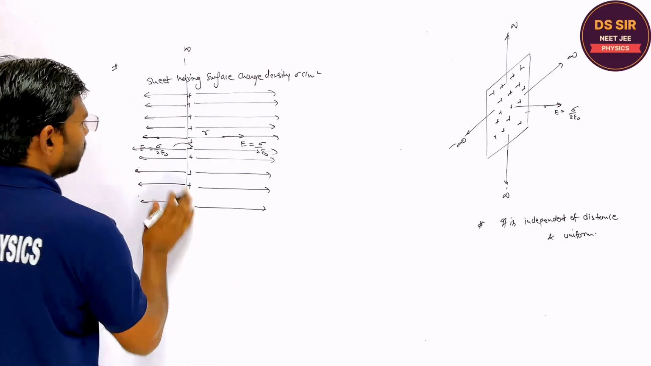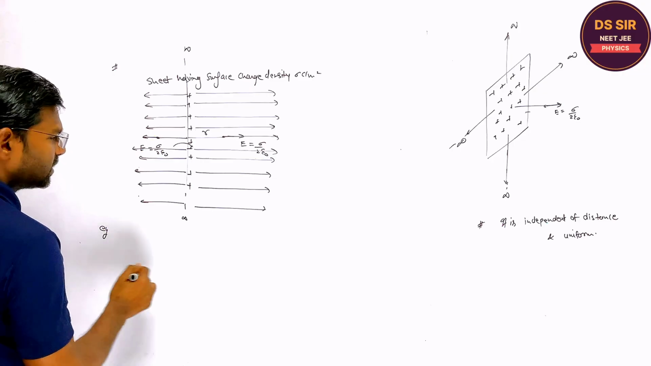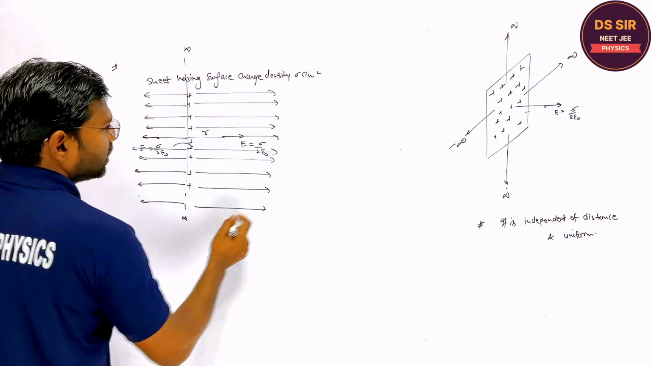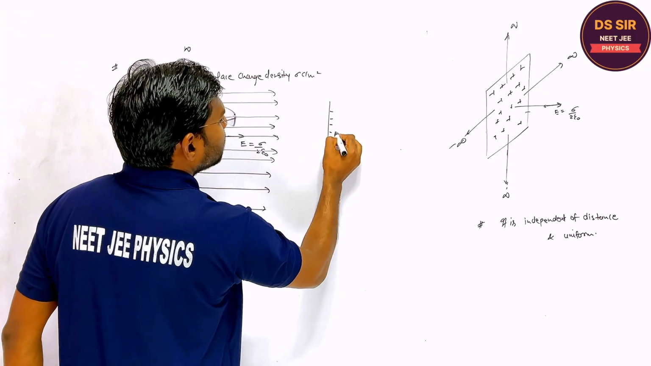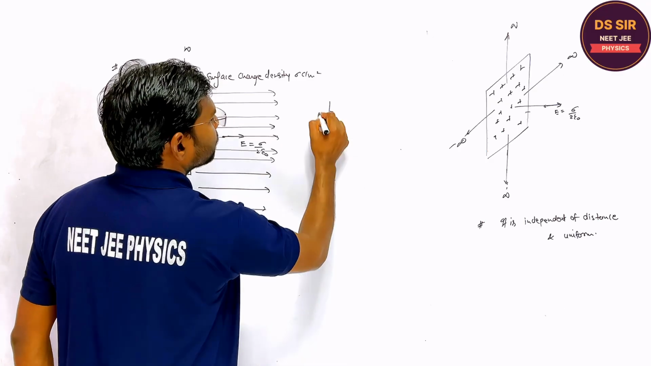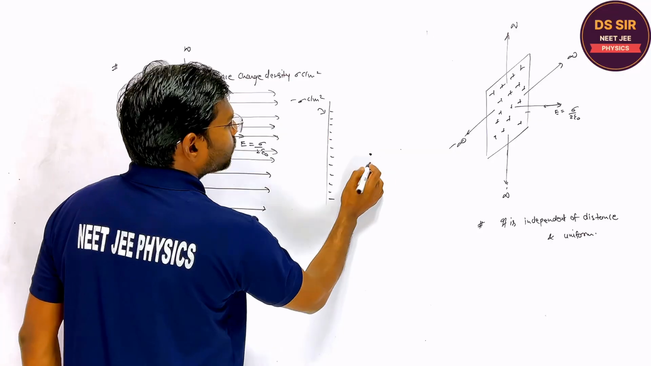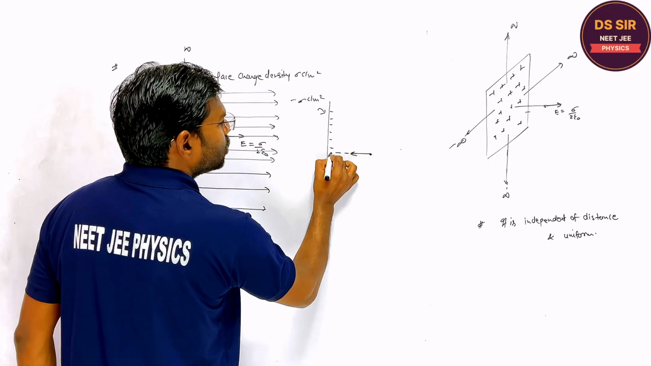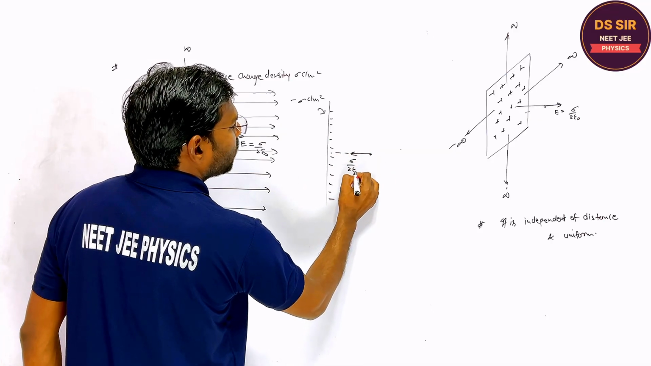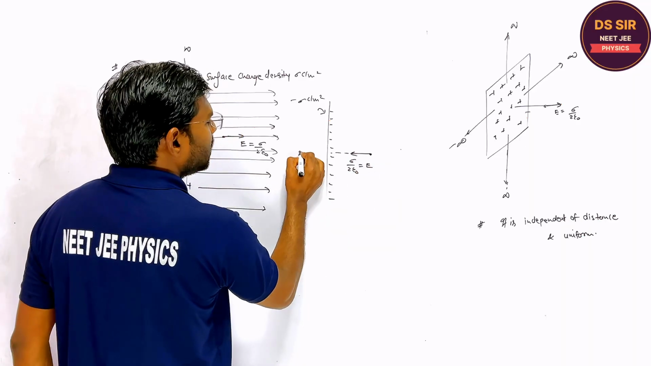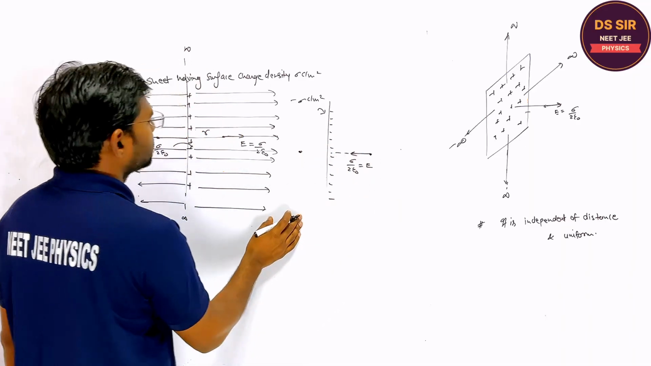For example, if this is the negative sheet, having negative surface charge density minus sigma coulomb per meter square, then at this point the electric field is towards the sheet, with magnitude sigma upon 2 epsilon naught. This side also, it does not depend upon the distance.